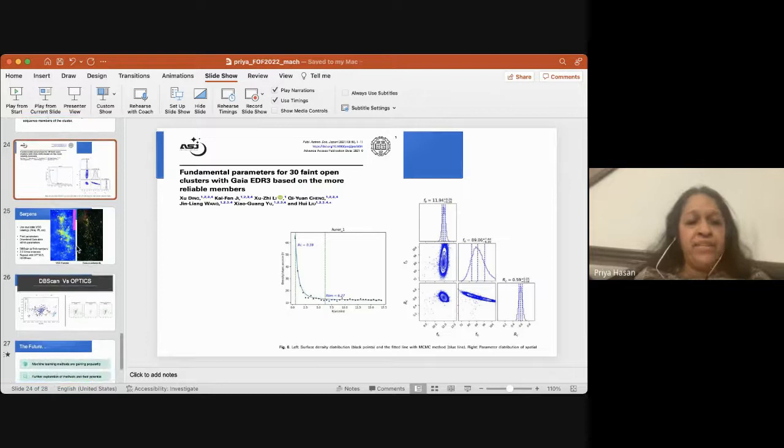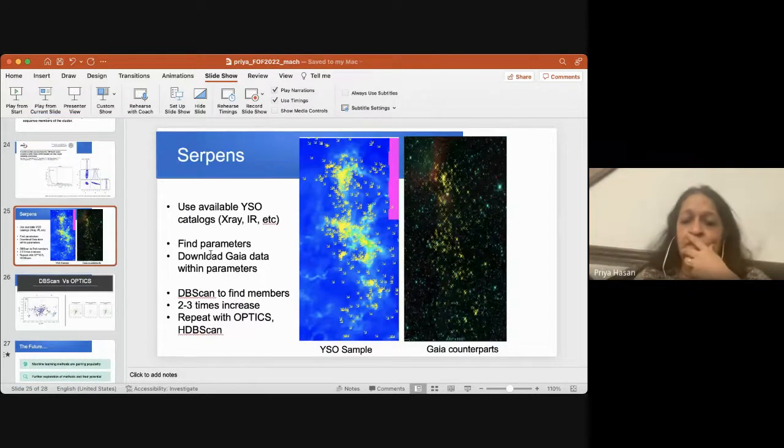And there's present work which we are doing, again in preparation, which is with Serpens. Serpens is a star forming region. And here, on the left hand side, this is the extinction map where I've shown you the young stellar objects, the YSOs, for this star forming region, which we found using various data sources: X-ray data, infrared data, etc. We cross-matched this with Gaia data, which is shown over here on a WISE image. And we've used DBSCAN to find members for this star-forming region, with which we can better characterize the parameters for this region.